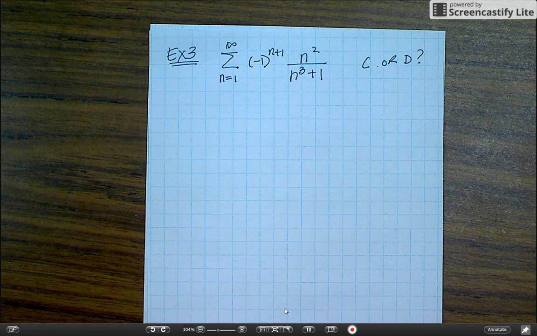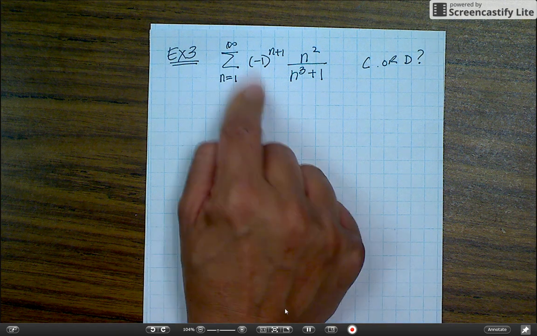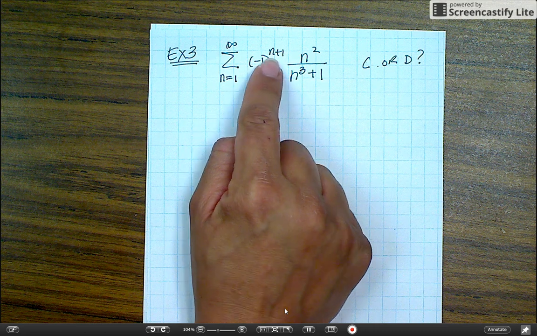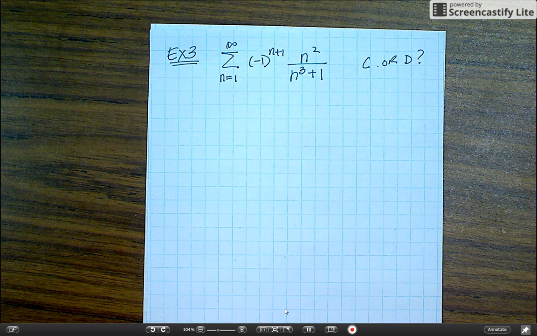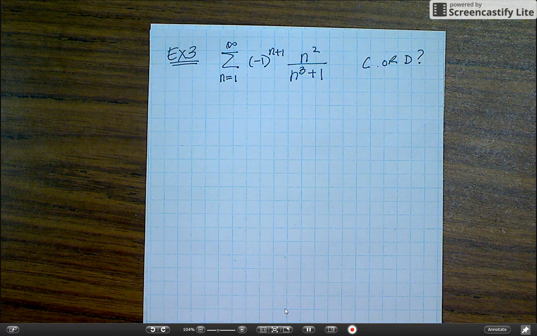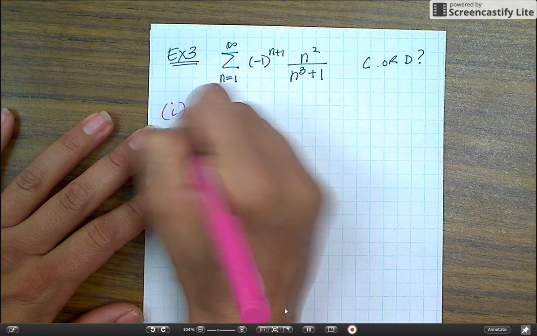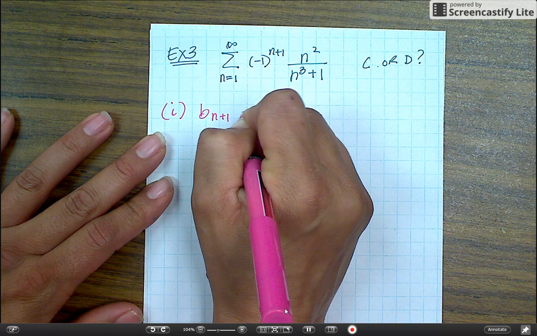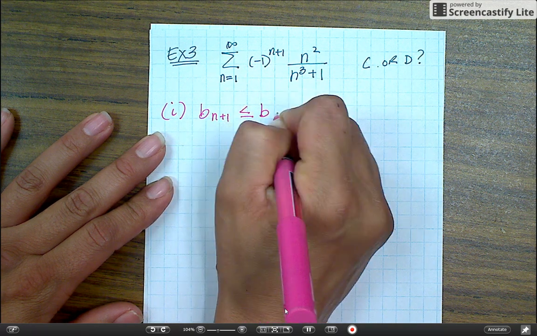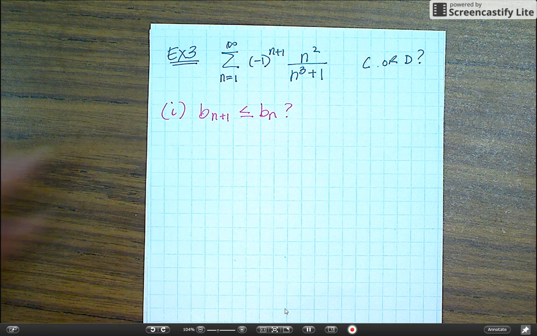Okay, so the first thing that we do is we go, hey, look at it, there's this negative 1 to some n power. So therefore, it's alternating. So let's try the alternating series test, right? So, is this one less than or equal to this one? Question mark.